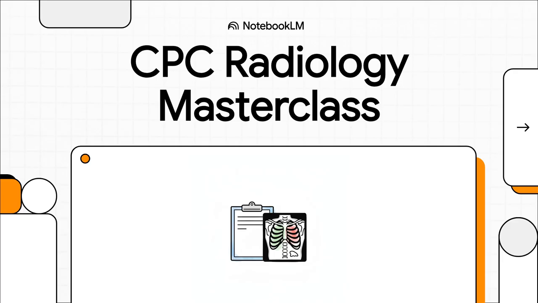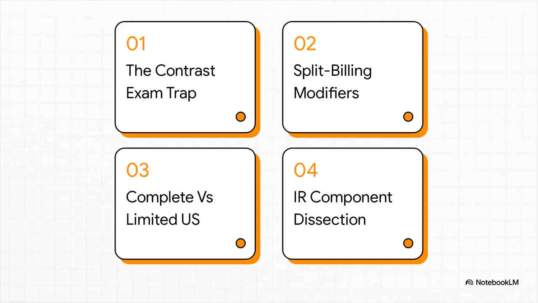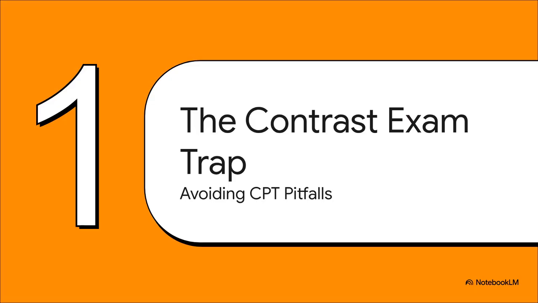We have an incredibly focused explainer masterclass lined up for you today, so let's get right into the material. Okay, let's dive into this. We're transitioning away from our general guidelines to actually solving 4 high-yield exam scenarios under timed conditions. On our agenda today: the contrast exam trap, split billing and modifiers, complete versus limited ultrasound, and interventional radiology component dissection. Section 1, the contrast exam trap, avoiding CPT pitfalls.